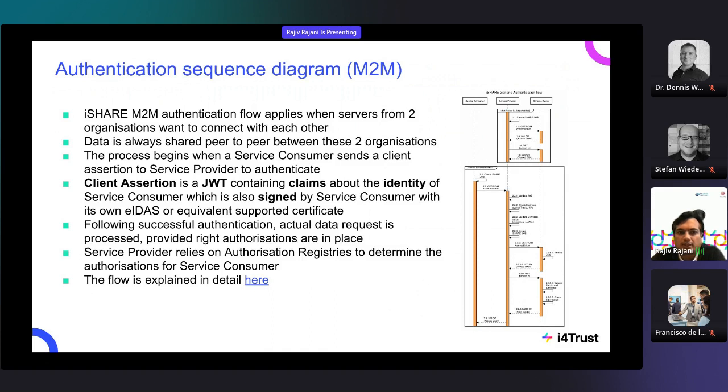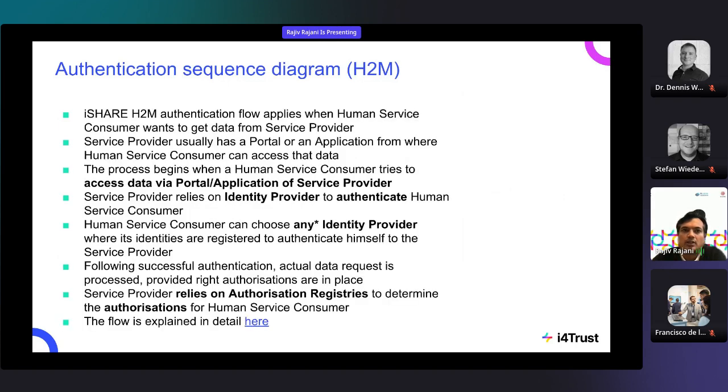As I already explained to you, a client assertion is an identity token of the service consumer that it sends, after signing, to the service provider to authenticate itself as an identity, right? This flow and the further details are explained. You can find the link here to our dev portal where this is explained.